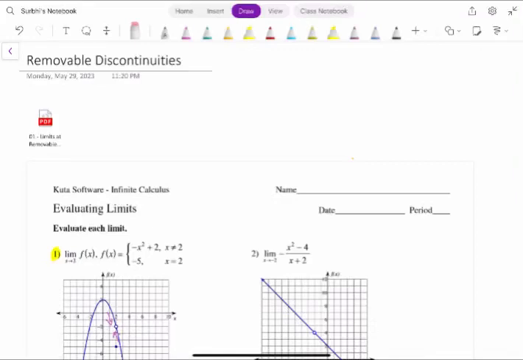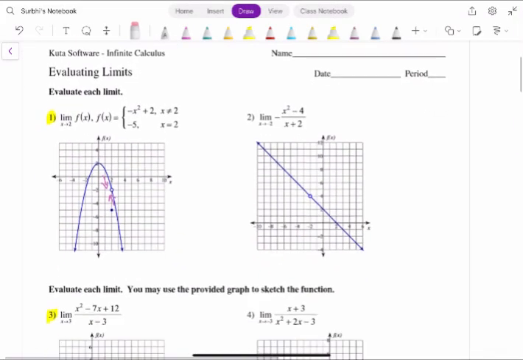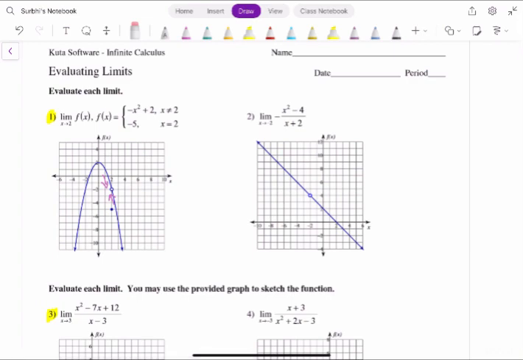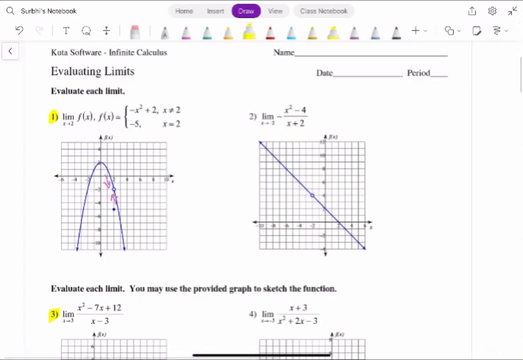Welcome back. Today we will be talking about evaluating limits, and this is the removable discontinuity. As you can see in the very first question, they are asking you the limit as x approaches 2. If you see on the graph, x is approaching from the right hand side and from the left hand side, and it is nothing but negative 2, though it is an open circle.